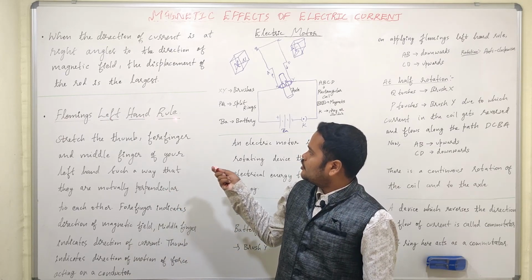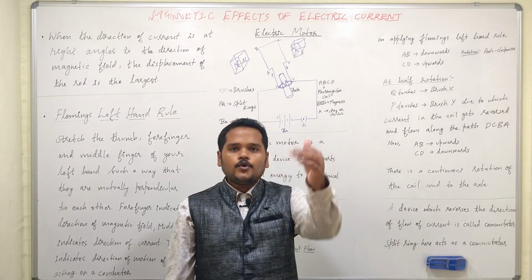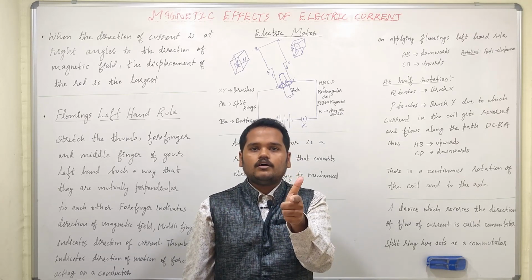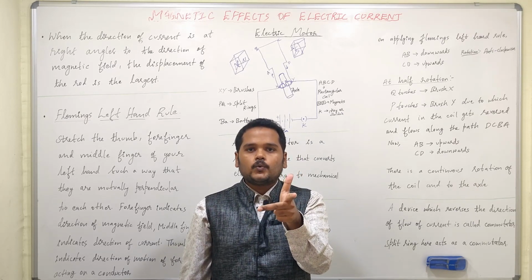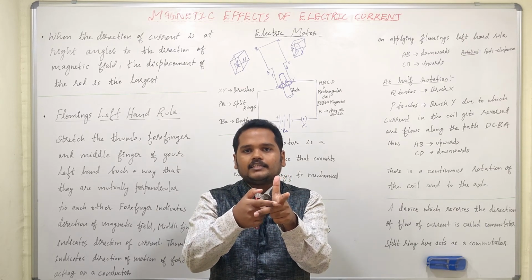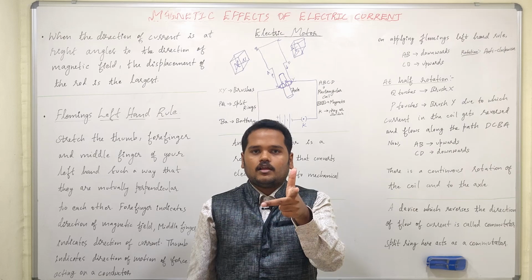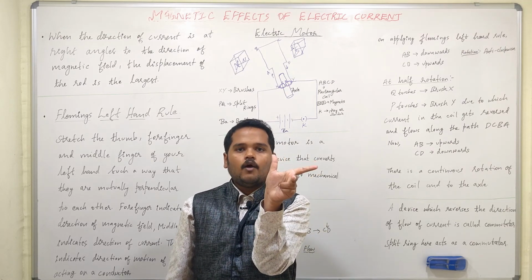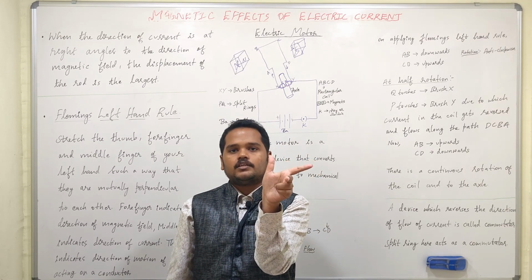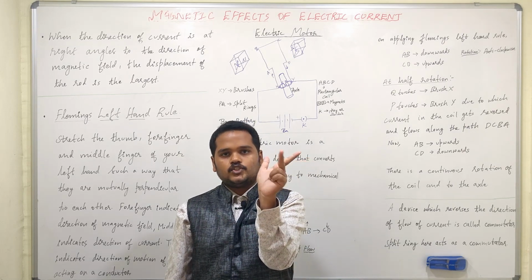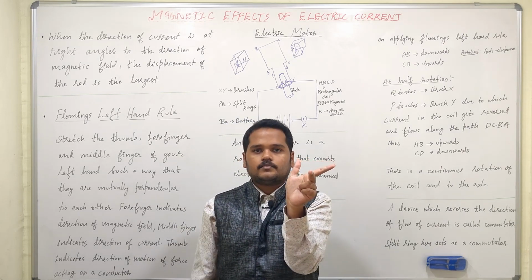Fleming's left hand rule. I want you to open up your left hand, stretch your thumb, forefinger, and middle finger in such a way that at 90 degrees, they are perpendicular to each other. Turn it this way. I want you to shoot at me a thunderbolt of electric current with your middle finger. So you shoot the current.